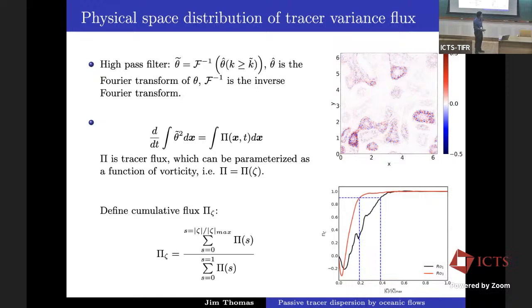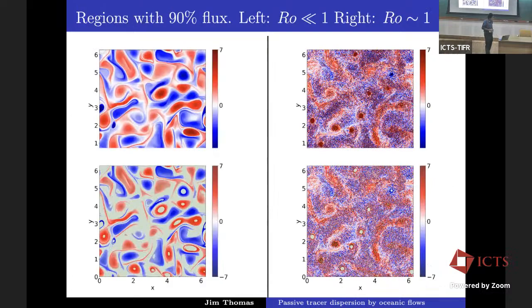So low vorticity regions contain a major share of the tracer downscale flux. Once you have a matrix like this, you can go back and look at your physical space vorticity field and ask, what are the regions that contain most of the tracer flux? Here I'm showing two vorticity fields. This is the low Rossby mesoscale-like flow, and this is a high Rossby sub-mesoscale-like flow.